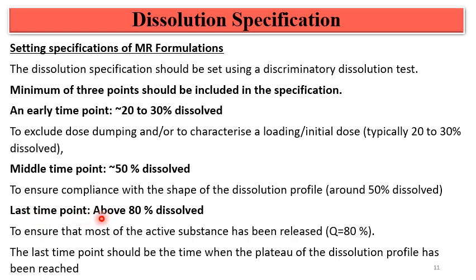Then the last time point, where above 80% is dissolved, should be given. So these 3 points are the minimum. More than 3 time points can be included, like 4 or 5 time points. These are based on the criticality of the formulation and its in vivo behavior. The last time point should be such that above 80% is dissolved to ensure that most of the active substance has been released. This is much required for the complete AUC. If you consider the bioequivalency, if above 80% is released, that means the entire dose is released within the time frame. The last point should be the time when the plateau of the dissolution has been reached. Sometimes above 80% is not achieved. In that case the plateau has to be reached.